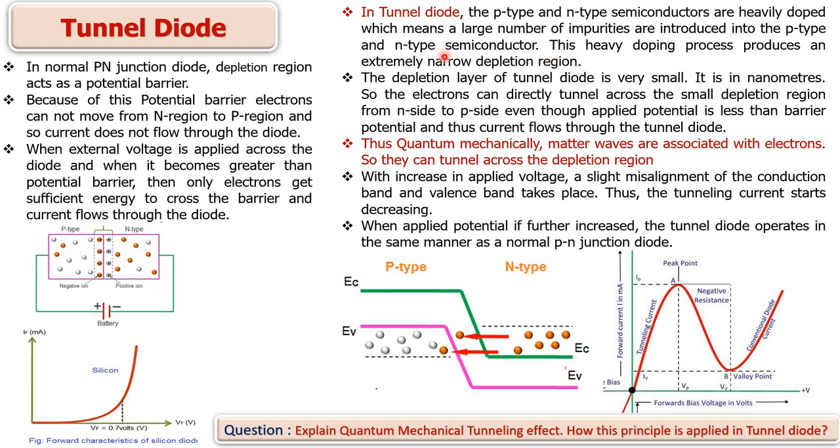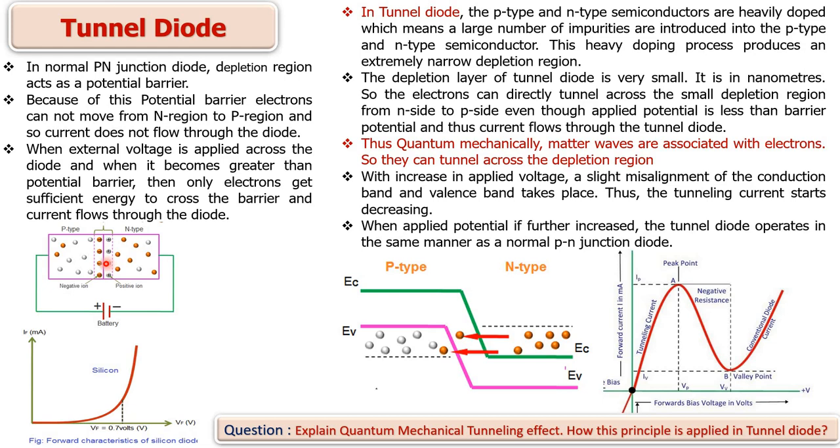In a tunnel diode, the P and N type semiconductors are very heavily doped. The concentration of dopants is very high, which means a large number of holes are in the P-type region and a large number of electrons are in the N region. Because of heavy doping, the width of the depletion layer becomes very thin, about 1 nanometer, and this depletion layer acts as the potential barrier.